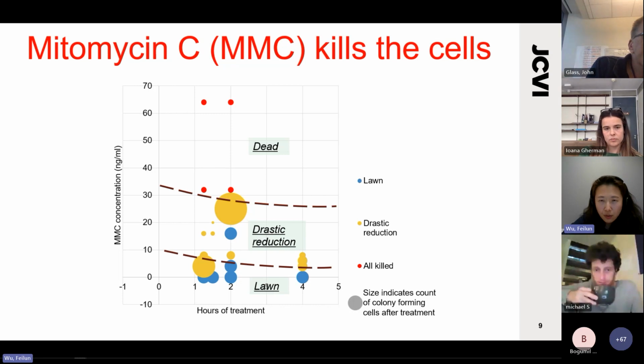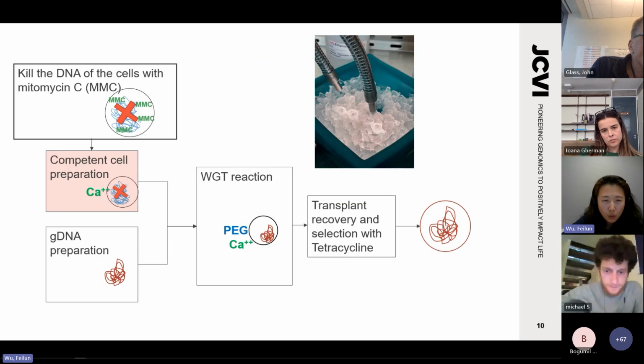And I'm going to walk through the rest of the whole genome transplantation protocol in more detail. Basically, we treat the cells with calcium chloride to mask the negative charge on the cell so that it can attach to the negatively charged DNA.